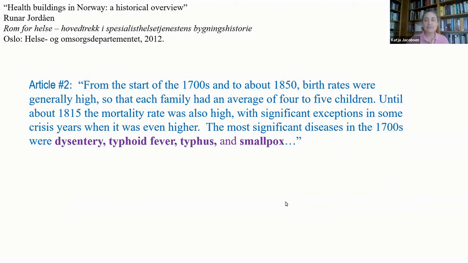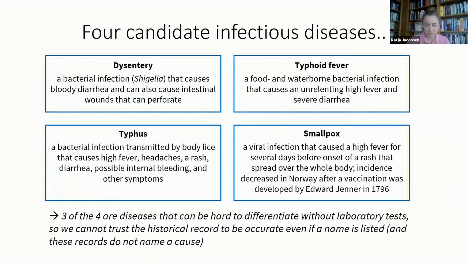It added that the most significant diseases in the 1700s were dysentery, typhoid fever, typhus, and smallpox. And since this is a medical historian who's writing, I assumed that those were based in good historical records and that that's where I should start narrowing my search to try to understand what was going on.